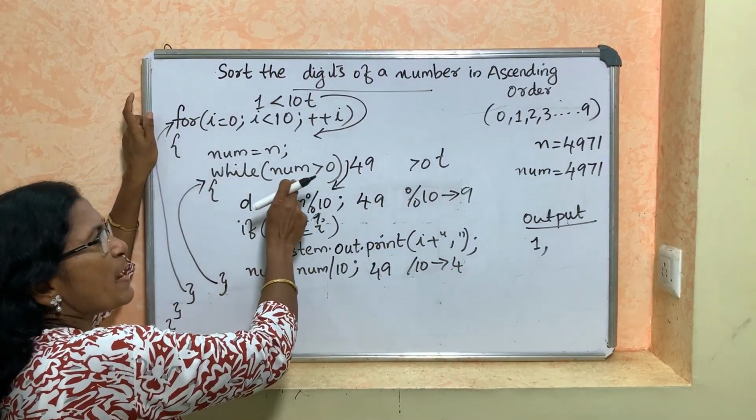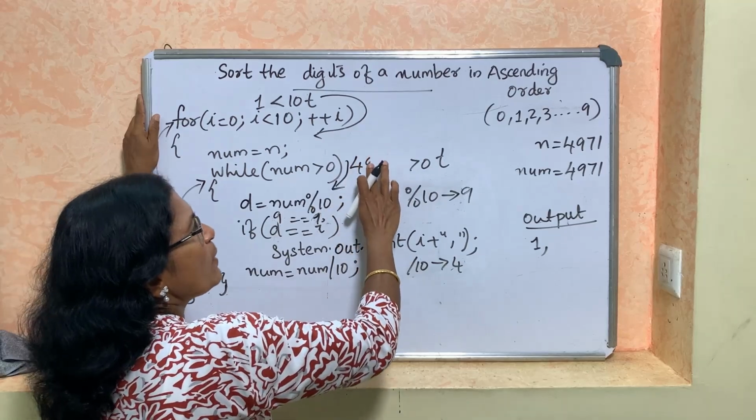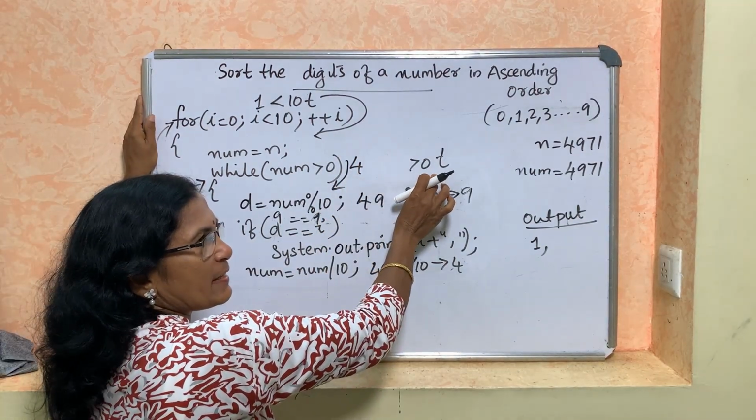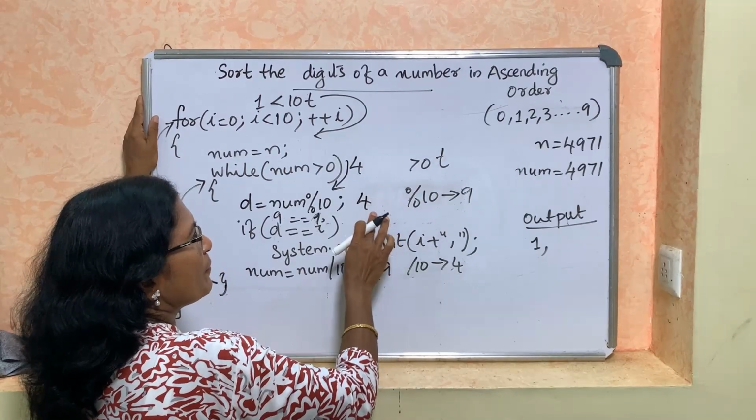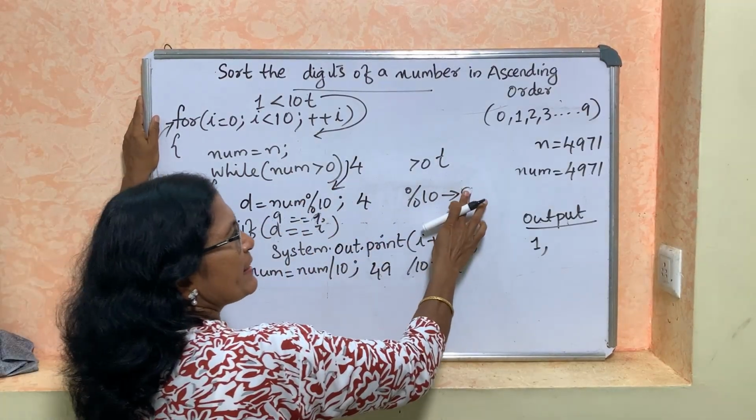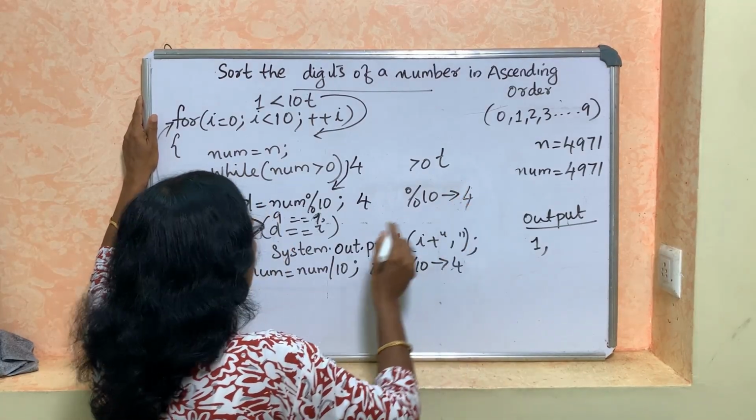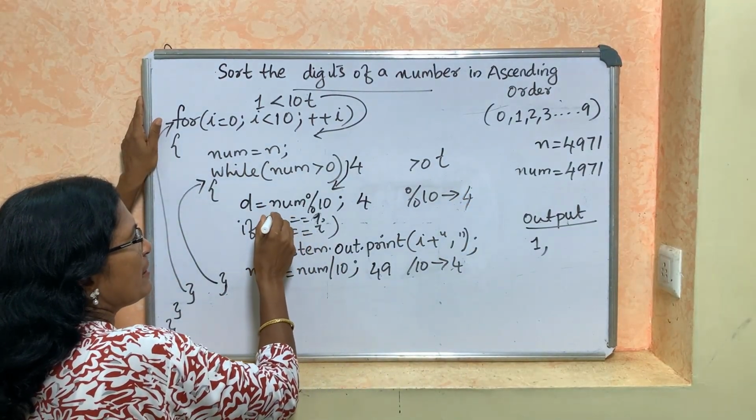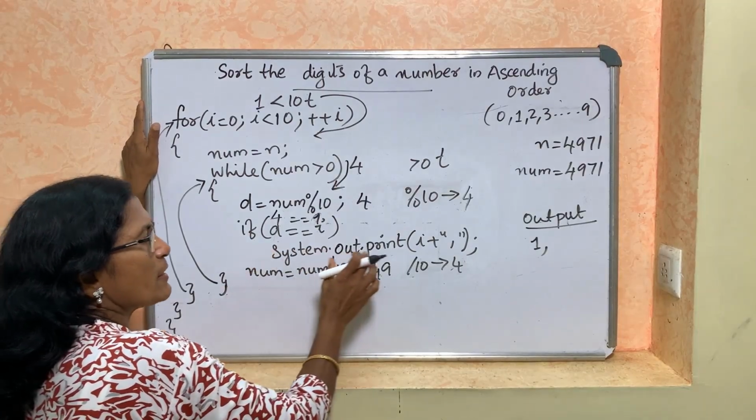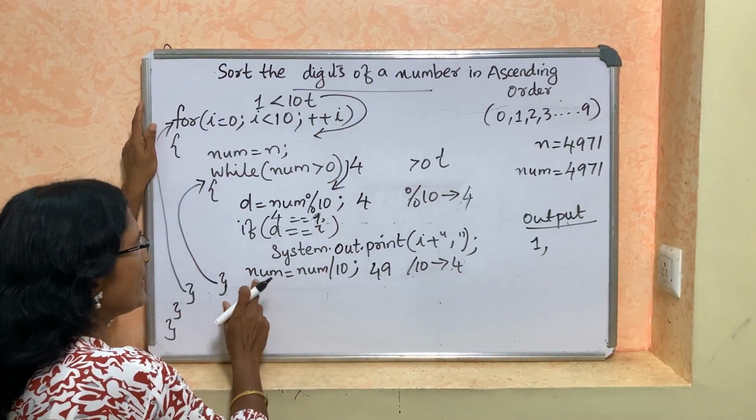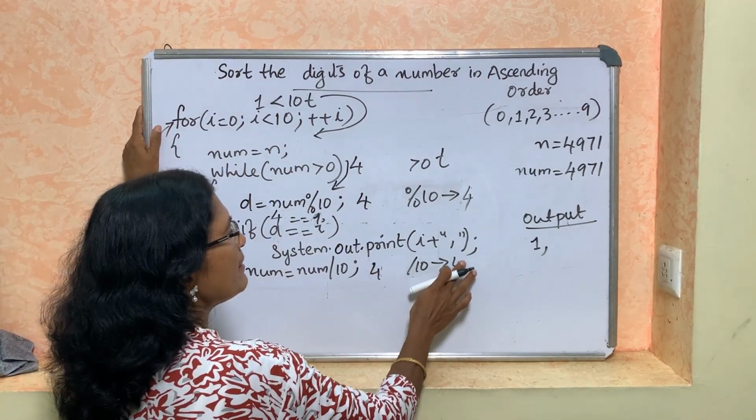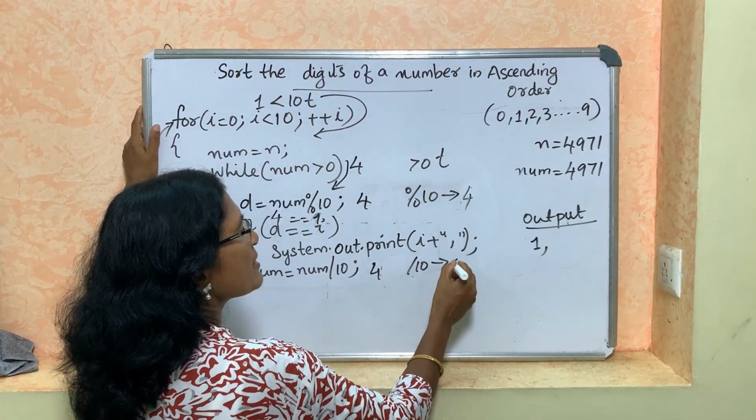Again, control resumes back to the header line with the new value of num as 4. Test expression is evaluated. 4 is greater than 0. True. Digit of the num is extracted. 4 modulus 10 is 4. Test expression is evaluated in the if clause. 4 is equal to 1? No. So system.out.print command will not be executed. Num is equal to num by 10. So 4 divided by 10 results in the quotient of 0.